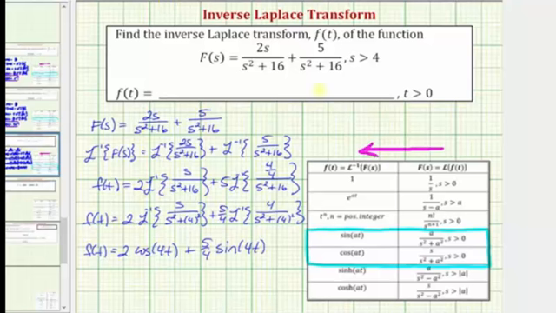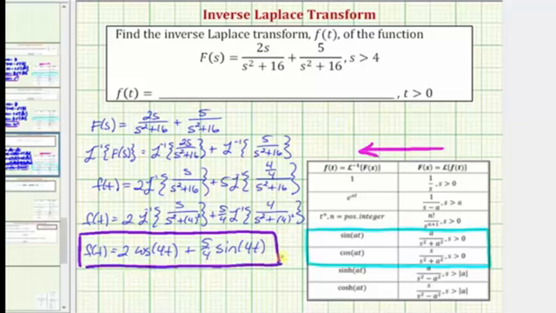So by using inverse Laplace transforms, we're able to find the function f of t, which is what we enter here. 2 times cosine 4t plus 5/4 times sine 4t.